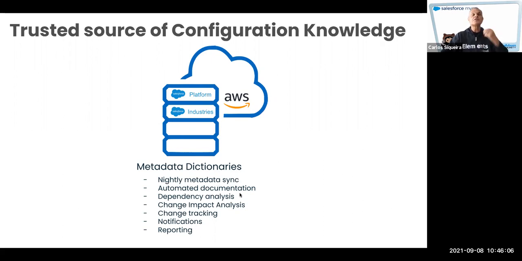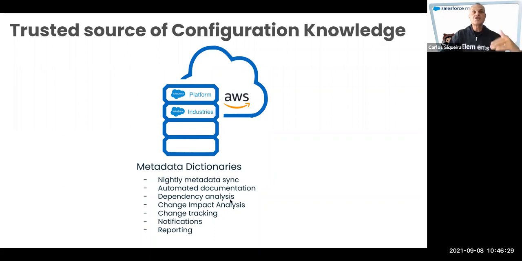Automated documentation. It's very important that every time you do something in the system, you document it yourself. But what if you forget? We are human beings, okay? We make mistakes, we forget things. So automated documentation is a great feature that makes sure that whenever you change something in the system, it auto-documents.